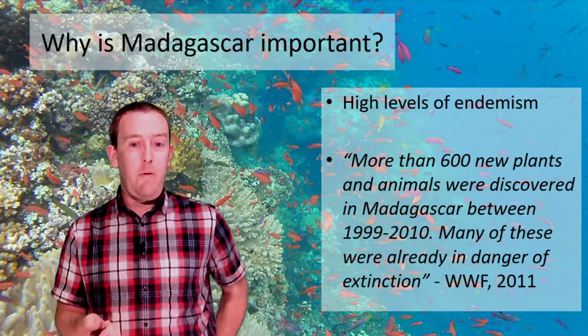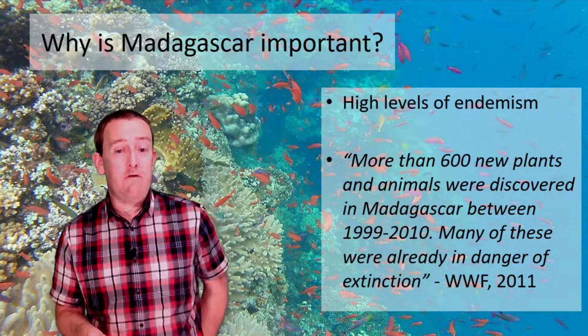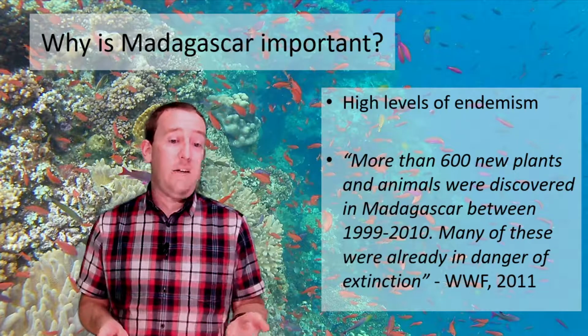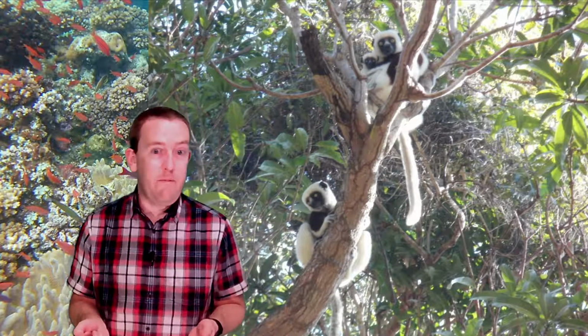More than 600 new plants and animals were discovered in Madagascar between 1999 and 2010. Many of them were already in danger of extinction, and that's the World Wildlife Fund in sort of 2011. So you're just discovering species and they're already endangered. Let me give you an example of that. Of course, that was a picture I took when we arrived on our camp in Madagascar in 2012, and the lemurs literally are right there.